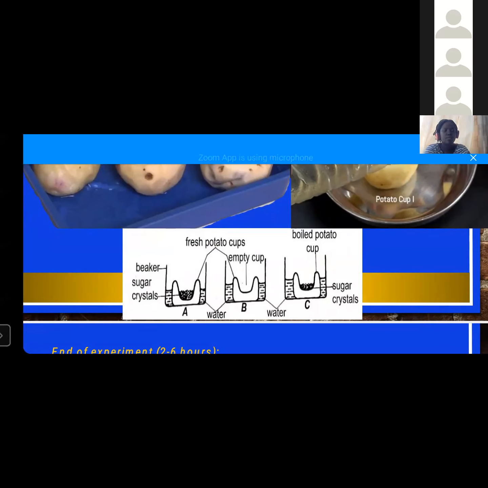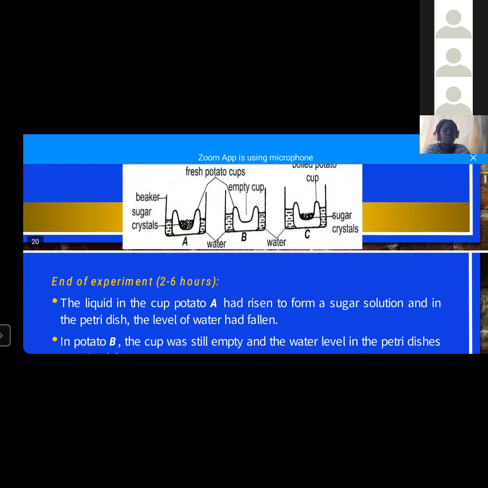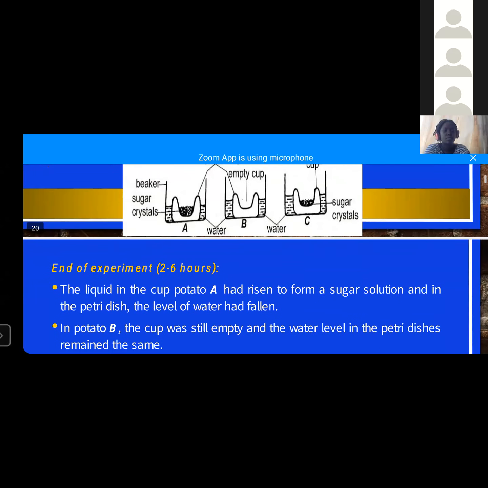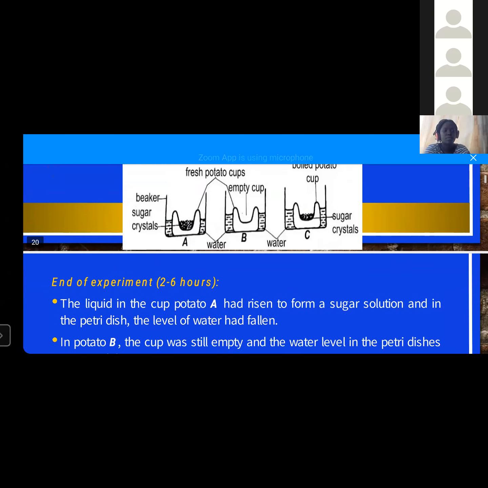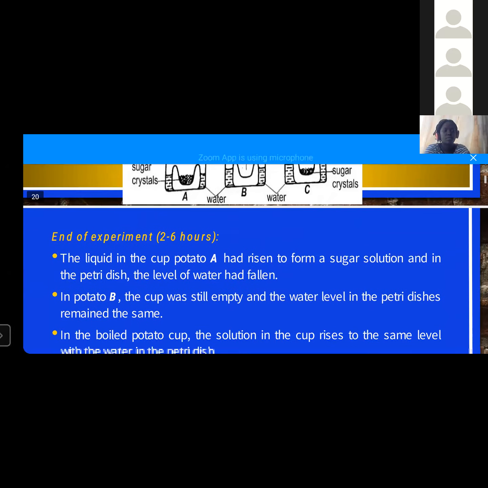In this potato A, you have sugar crystals, you have a beaker having water. Then you have fresh potato cups. Then B, this is also fresh, but without sugar. Then C has sugar, but it is a boiled potato cup. Okay, so what do you observe at the end of the experiment?